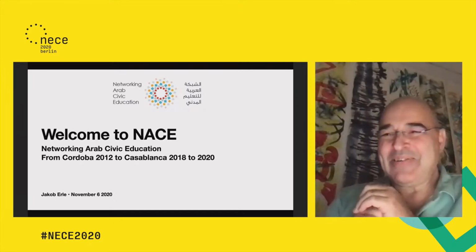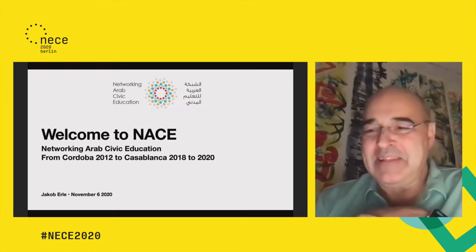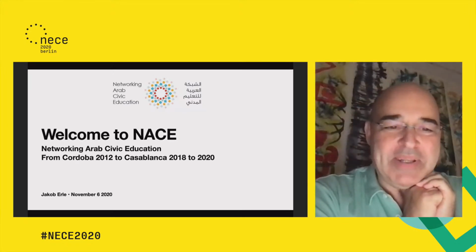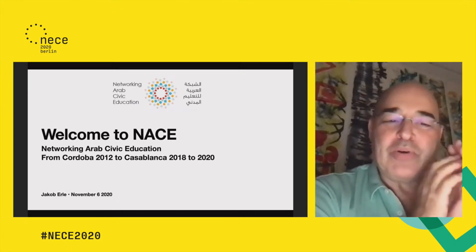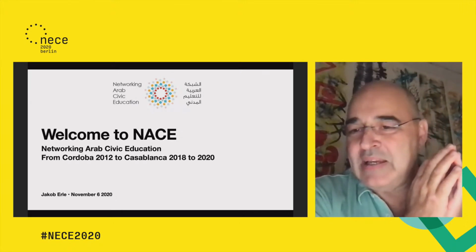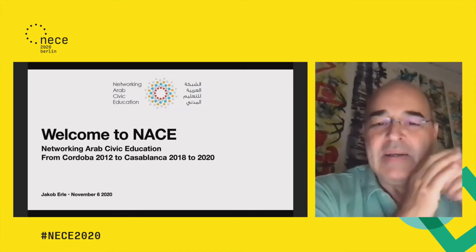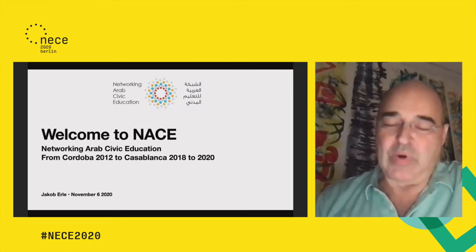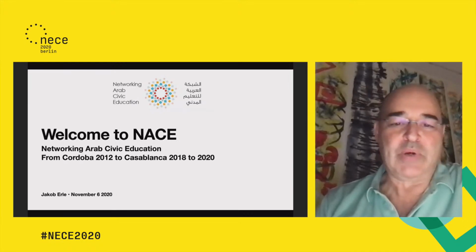Yeah, great, thanks a lot. So like there's a European network for civic education, there's also an Arab one, which has a process that started actually at the European Networks meeting in Cordoba in 2012. And we had our own meetings, the last one in Casablanca, and now we are in 2020.